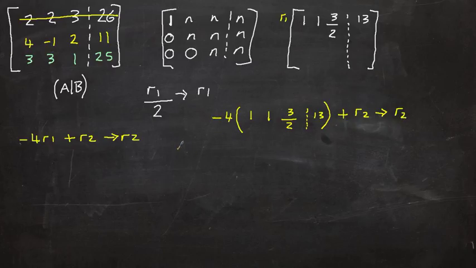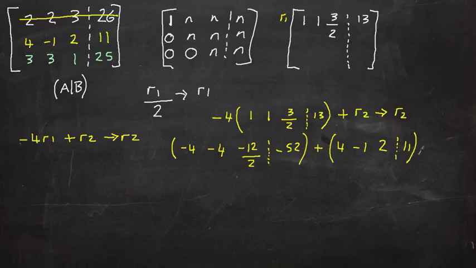So minus 4 lots of 1 is now going to be minus 4. Minus 4 times that 1 is also minus 4. Minus 4 times 3 over 2 is minus 12 over 2, which is actually minus 6. And then minus 4 times 13, 4 threes are 12 and 4 tens are 40, which is 52. So it's going to be minus 52. And we're going to add that to what row 2 already is, which is 4, minus 1, 2, and 11. And then we're going to stick it in row 2 as the new row 2.